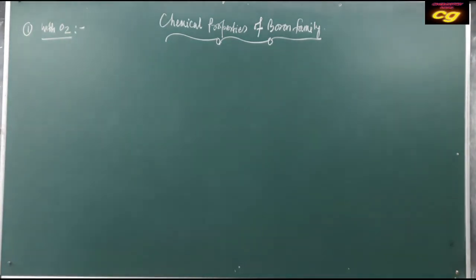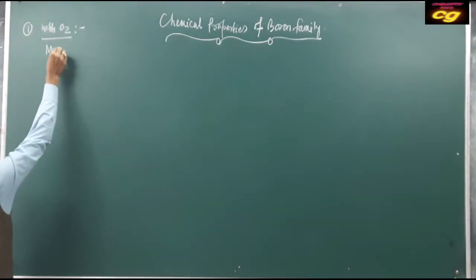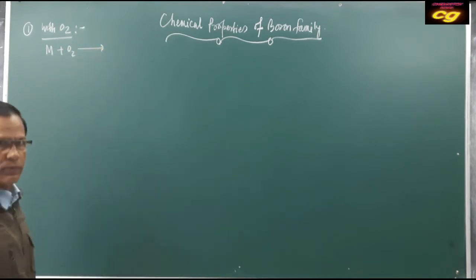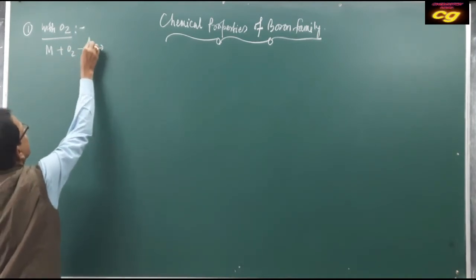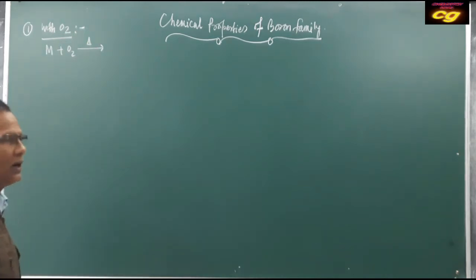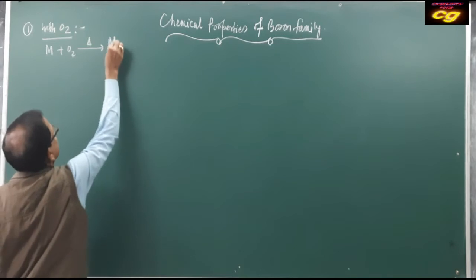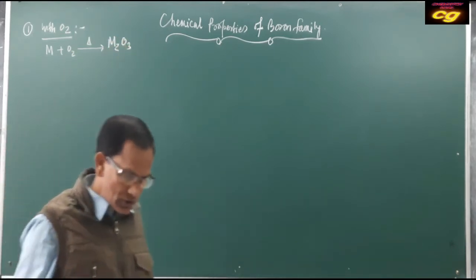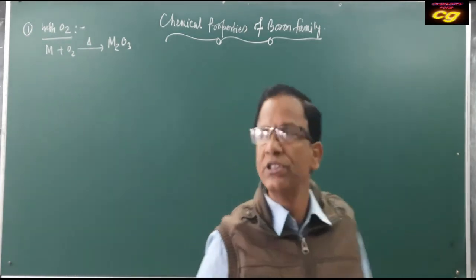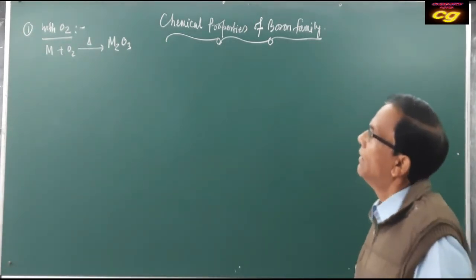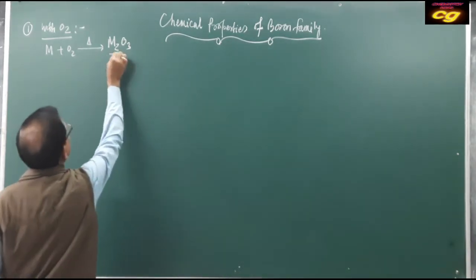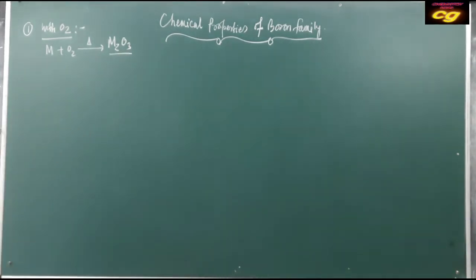When group 13 elements react with oxygen, the reaction generally takes place on heating. Some require strong heating, some require less heating, and they produce oxides, M2O3. This is the formula of the oxides. With oxygen, on heating, they produce oxides. The general formula is M2O3.